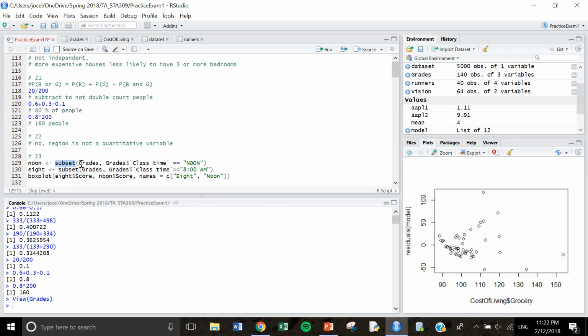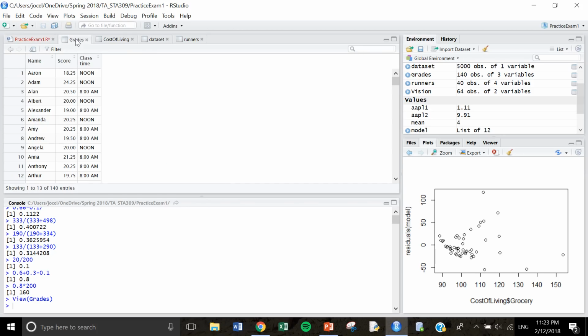I'm going to make a subset of this grades data. So I'm telling R, take this grades data and only take part of it out, and I'm going to call it noon. And this is my condition. For something to be taken out of grades and put in noon, the class time has to equal, which is just an equivalency operator in R. So you have to have the equal, noon, in quotes. So it says pull everything out where class time equals noon.